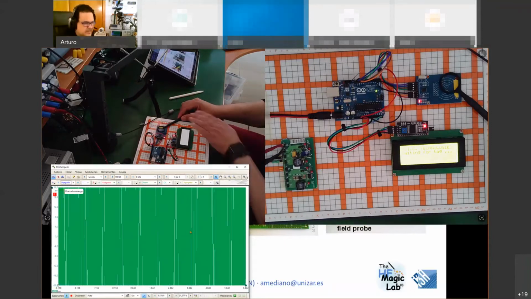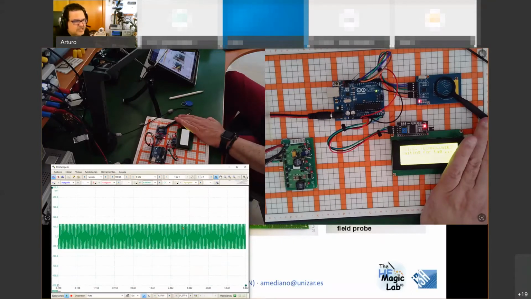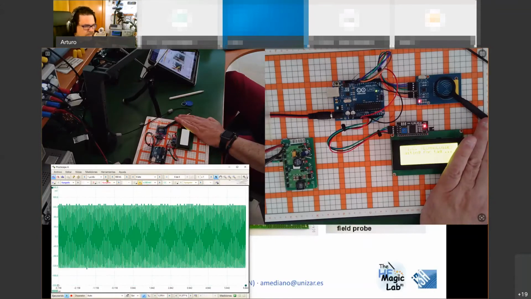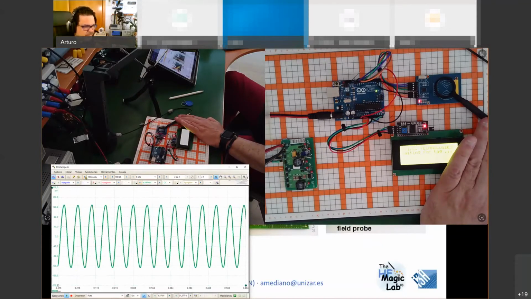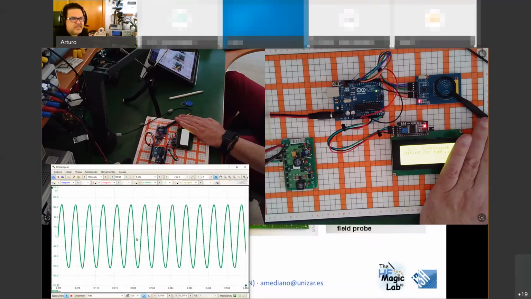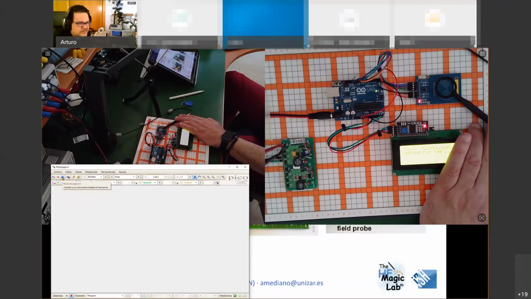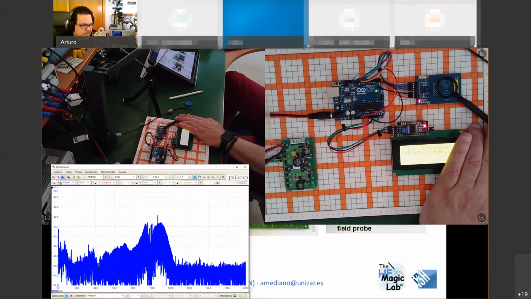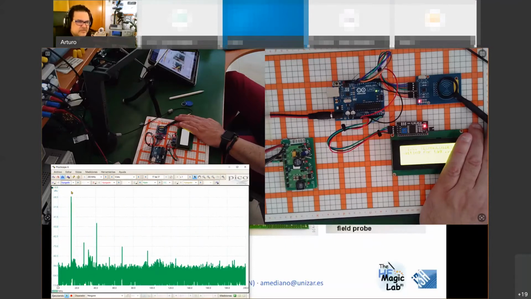Let me put a vertical scale at plus minus 500 millivolts or something less, 200 millivolts. And let me see the signal with fewer nanoseconds per division. You can see that it's a quasi-sinusoidal signal. Obviously, if we go to the frequency domain, this signal will be something like a sinusoidal signal. You can see here the 13.56 megahertz signal from this RFID system.